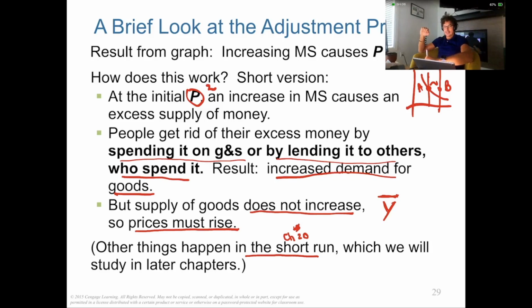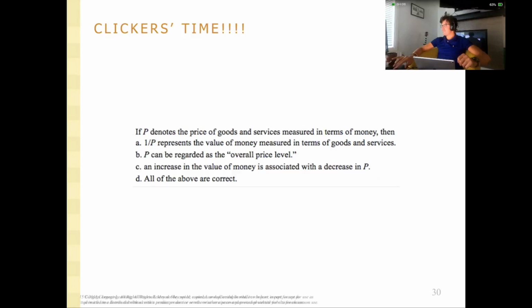Why? Because the determinants of output, as we are going to see, are different, are real factors. In the short run, when we are looking at anything from basically daily up to a couple of years, then monetary policy might have some effects. So changes in the money supply might also affect the output or the supply of goods. But at this stage, don't worry about this. At this stage, an increase in the money supply just affects the prices.